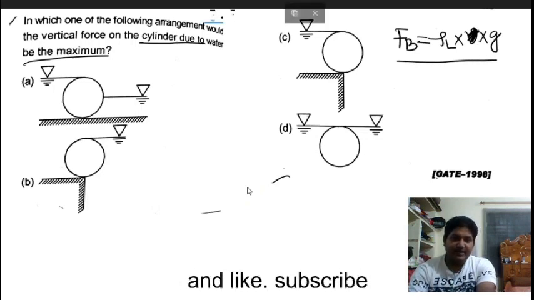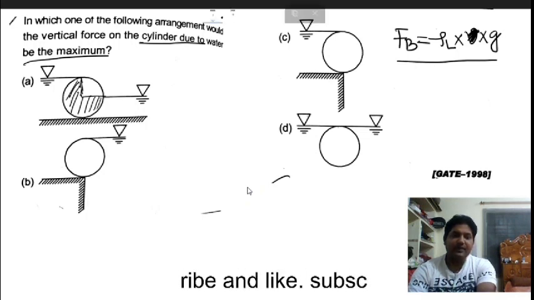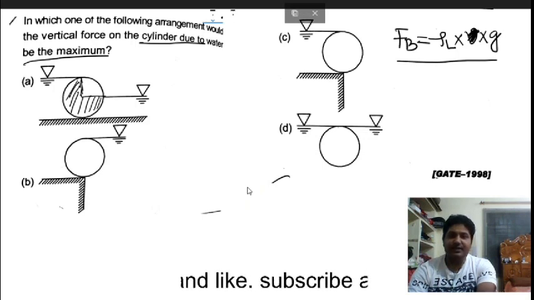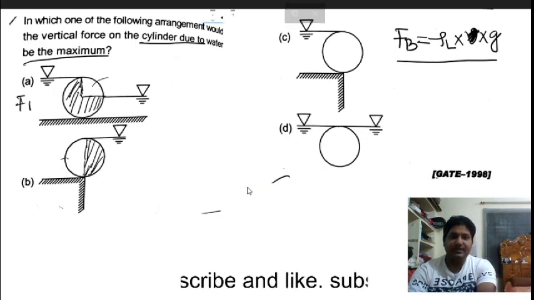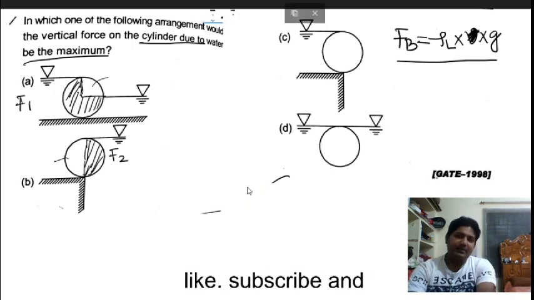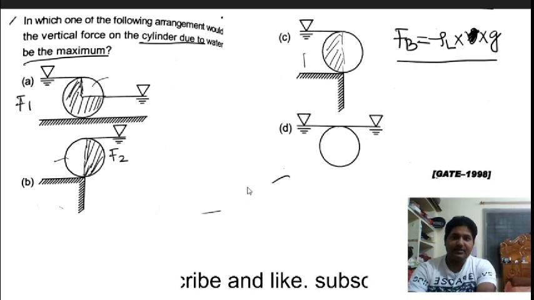So in this first option, how much has been submerged inside the water? This is the part which is submerged inside the water, and this is the part which is not submerged. So this will give a buoyancy force. Suppose this one is F1. Now you see in this case, this is the part which is submerged inside the water, and this part is not submerged. So this is the buoyancy force F2. Now you see in this case also, this is the part which is submerged inside the water. So this is suppose F3.